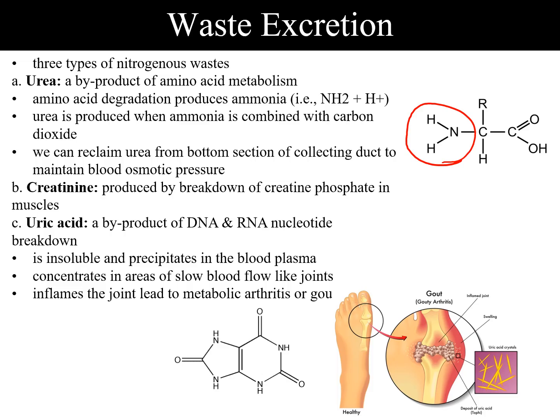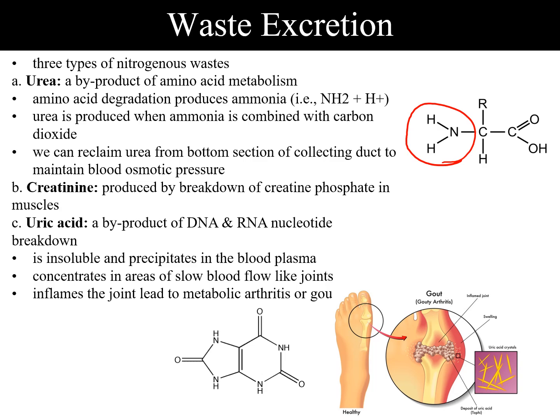We actually do reclaim a little bit of urea. The bottom section of the collecting duct is designed to reclaim a little bit of this urea. The majority of the urea is urinated out, but we do reclaim a little bit, and I'll tell you why. Urea is really good at maintaining osmotic pressure. So we keep a little bit in our blood plasma so that we can maintain a normal osmotic pressure range.